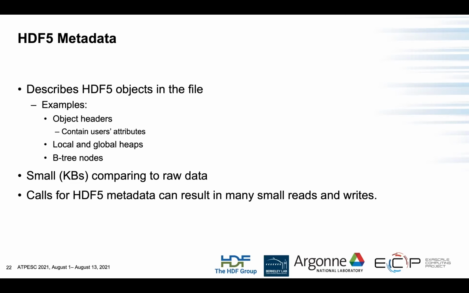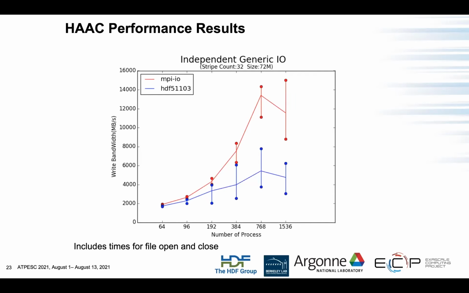So that, for example, is object headers. It contains what the user's attributes might be, local and global heaps, and B-tree nodes. And these are typically small, metadata is typically small in an HDF5 file, kilobytes compared to the raw data. As a result, when you're writing a lot of metadata, you might have a lot of small writes and small reads, which, as we've mentioned, parallel file systems are not very good at. They really like to do larger writes and larger reads.